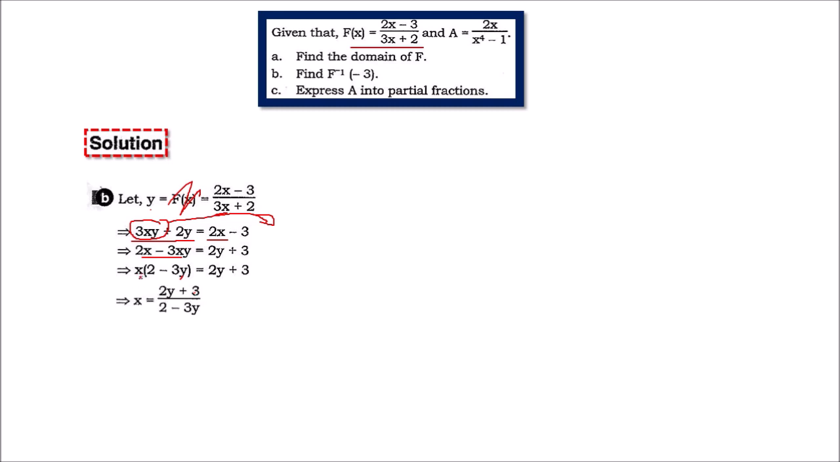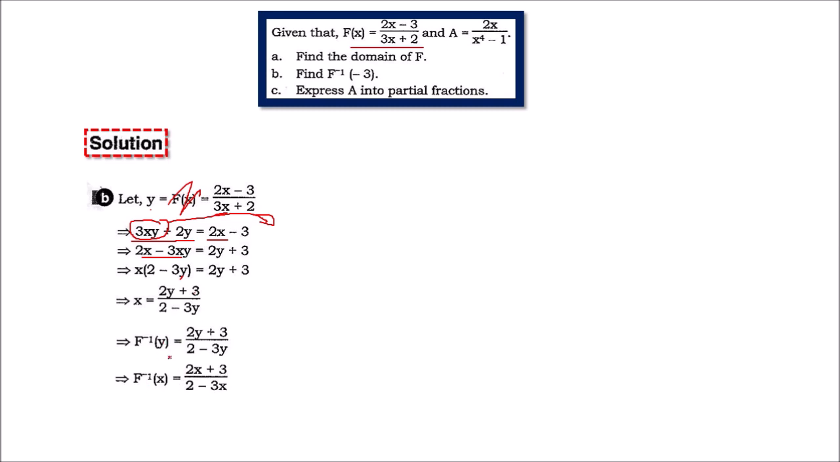Now x equals, just transfer this to the right side. So 2y plus 3 above and 2 minus 3y in the denominator. So I can say f inverse of y equals (2y plus 3) by (2 minus 3y). That is our f inverse of y.